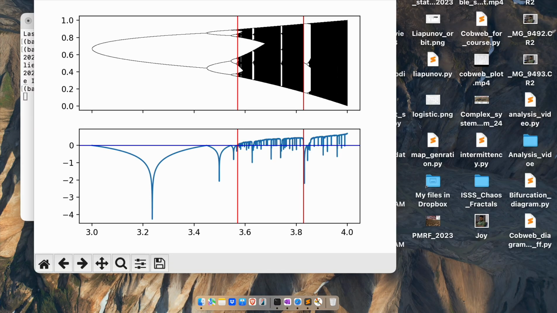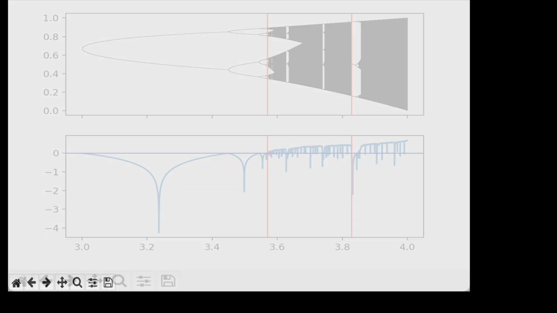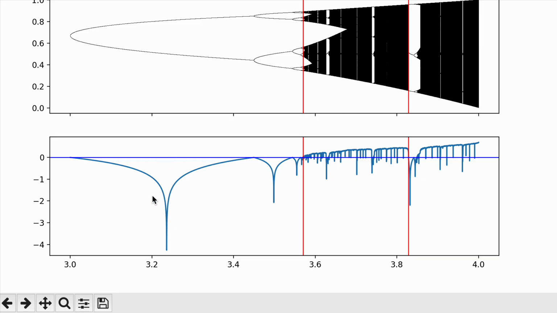Sorry, I didn't give the y-axis labeling. I should give the y-axis labeling. This is nothing but lambda. This is the lambda I am plotting. Lambda versus r. This is the Lyapunov exponent versus r. The second diagram, the second column, second row diagram, that's the Lyapunov exponent diagram.